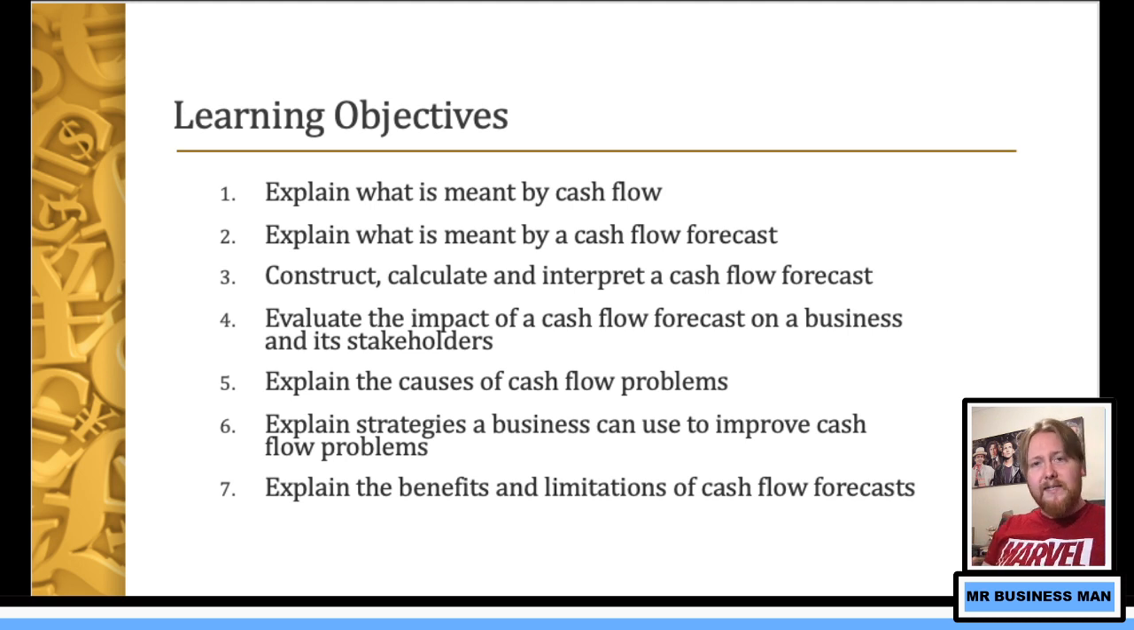Big one, we're going to be talking about stakeholders a hell of a lot. We're going to keep coming back to those stakeholders. So if you don't know your stakeholders, you're damn sure you're going to know them by the time we finish with this. Explain the causes of cash flow problems, explain the strategies a business can use to improve cash flow, and explain the benefits and limitations of cash flow forecasts.